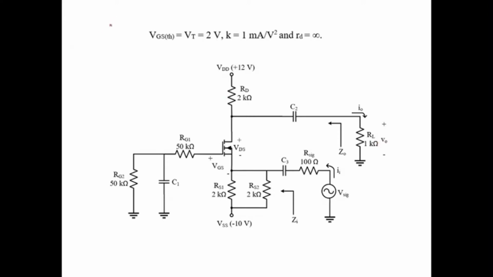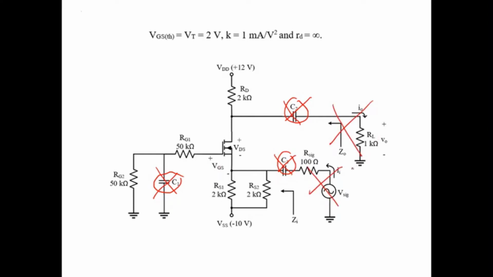Okay, so the first step is you need to remove the capacitors. We have three capacitors, C1, C2 and C3. If you remove C1, nothing will happen. But if you remove C2 and C3, by removing it means that you make it an open circuit. So there will be no connection between the RL and the amplifier, as well as the source with the amplifier. So you can ignore this part.